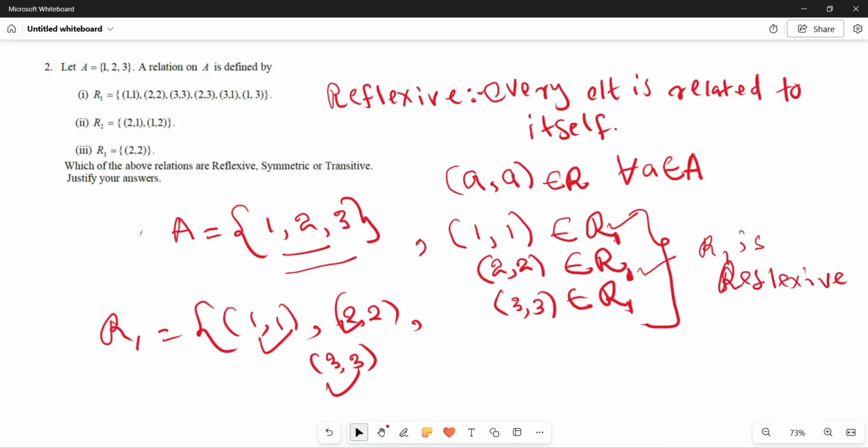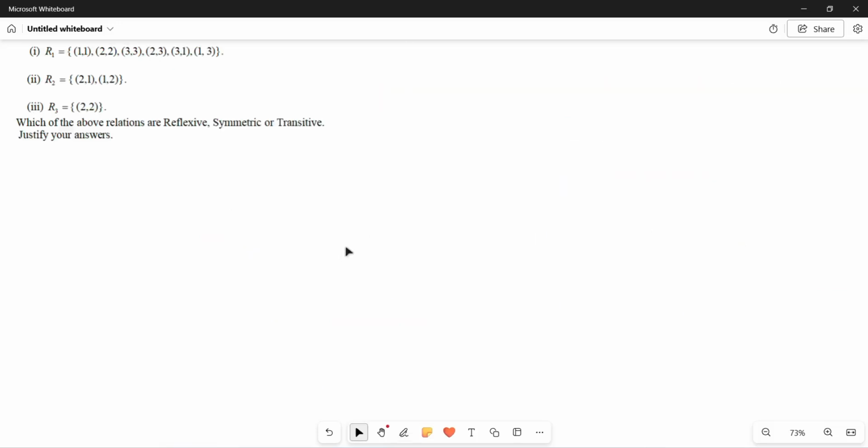The relation is reflexive, right? Then we want to check for this R1 whether it is symmetric. What do you mean by symmetric? Symmetric means if there is (A, B) belongs to R, then (B, A) also belongs to R. That means if something is pointing this way, I will write.